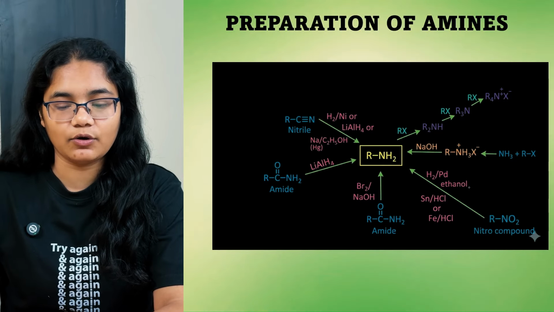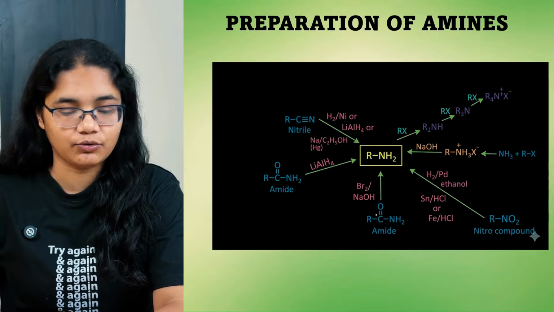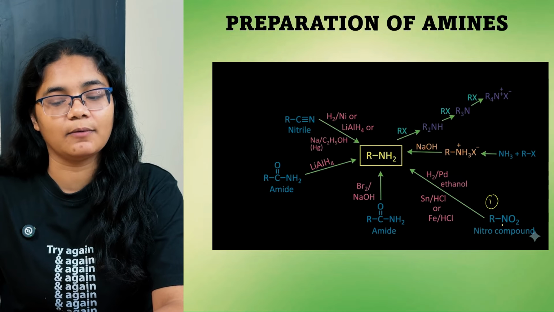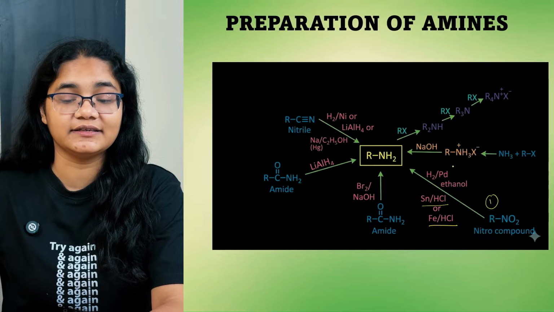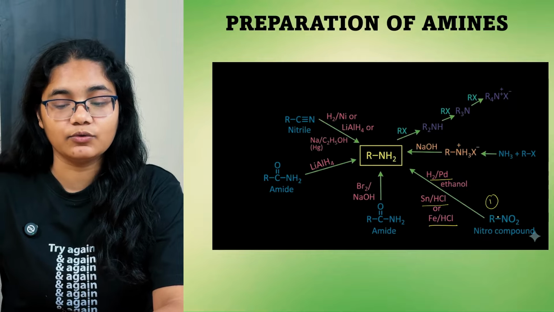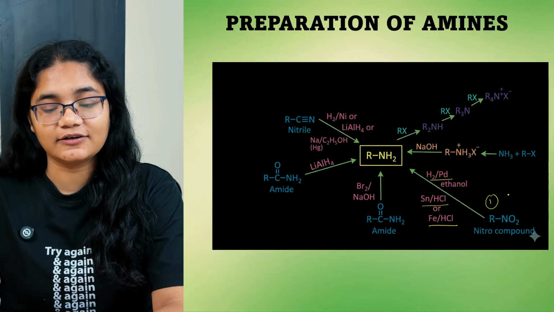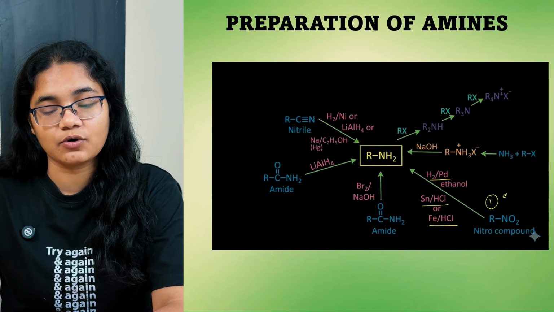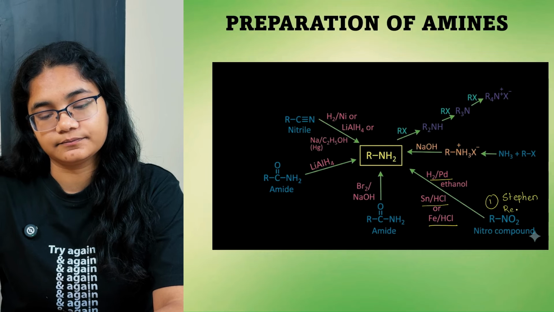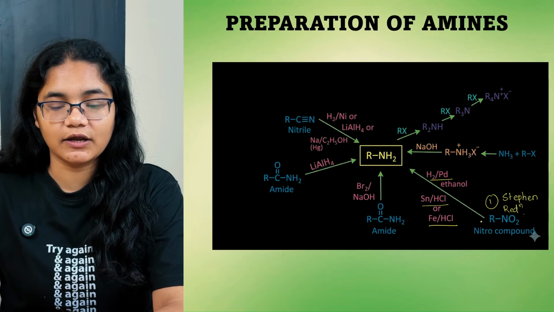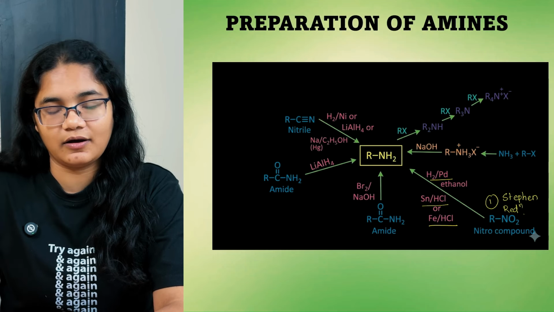So first of all, if I talk about the reduction of nitro compounds, if you take nitro compounds and treat them with Sn/HCl or Fe/HCl or hydrogen with palladium, then you get RNH2. Now this reaction is called what? This reaction is called Stephen reduction.